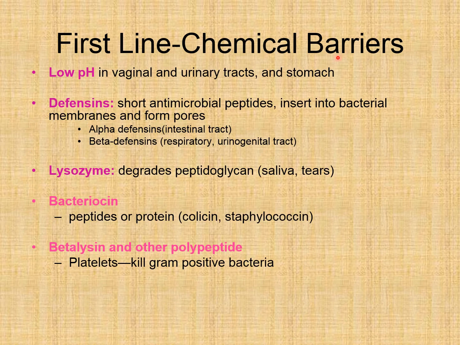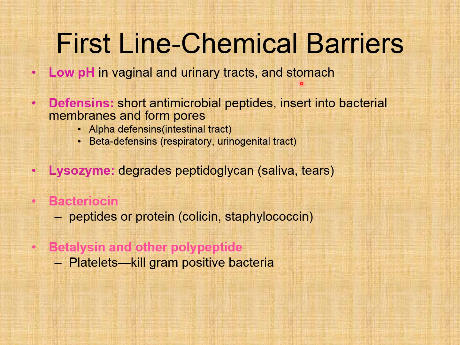Chemical barriers form the first line of defense and they prevent the colonization and invasion of most pathogenic bacteria. Let's look at the different types of chemical barriers present in the human host. First is low pH, which prevents colonization of pathogens in the vagina, in the urinary tract, and in the stomach.